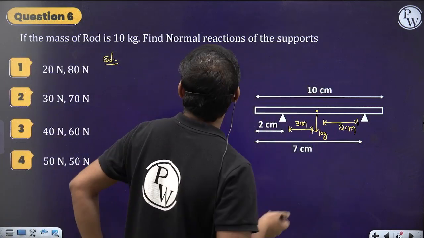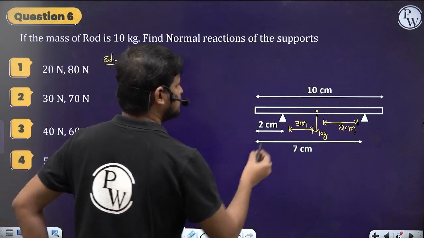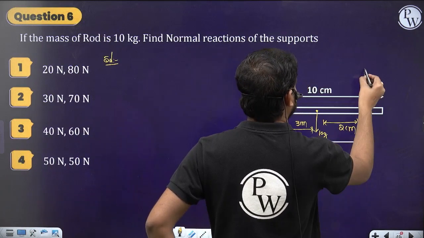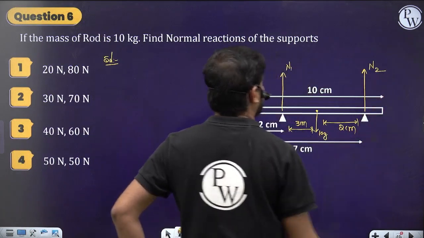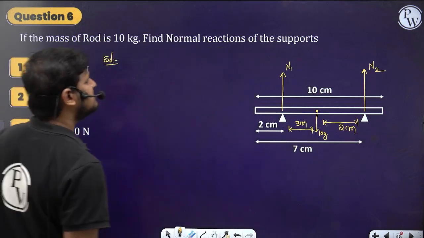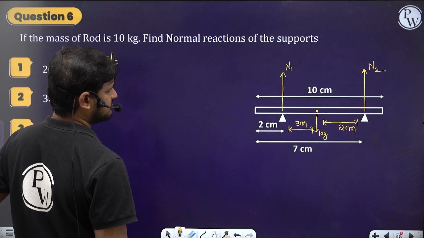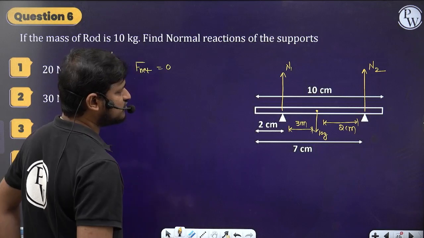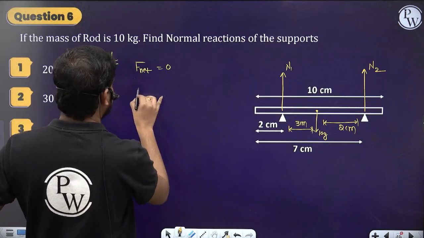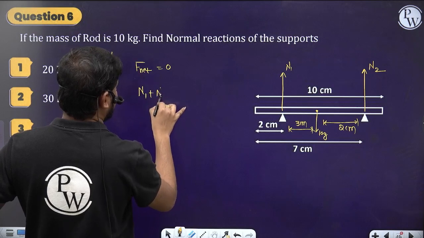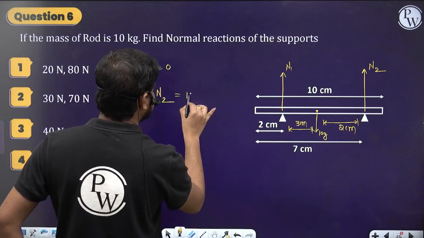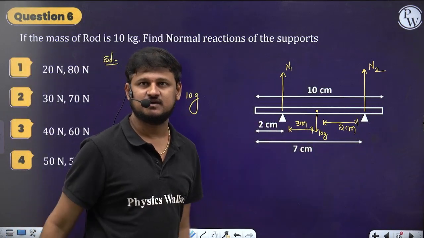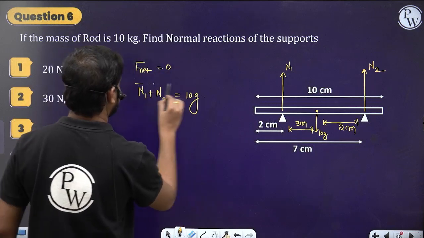So next, find the normal reactions. Here support is there, so normal N1 will act upside. We need two normals, so here also the support is there, so the normal will act upside. First, the simple thing: the net force acting on the body is 0. So N1 plus N2 should be balanced by the 10G weight. Yes or no? Let this be equation number 1.